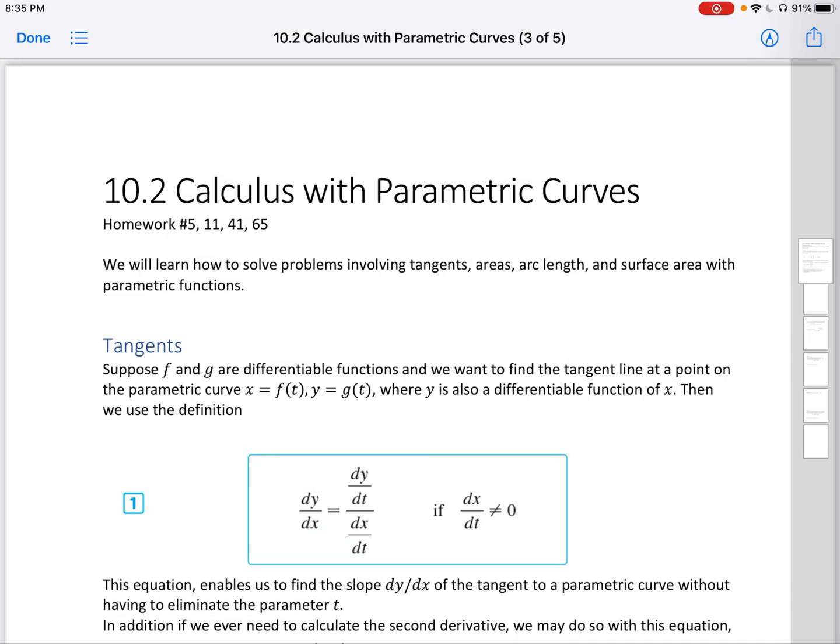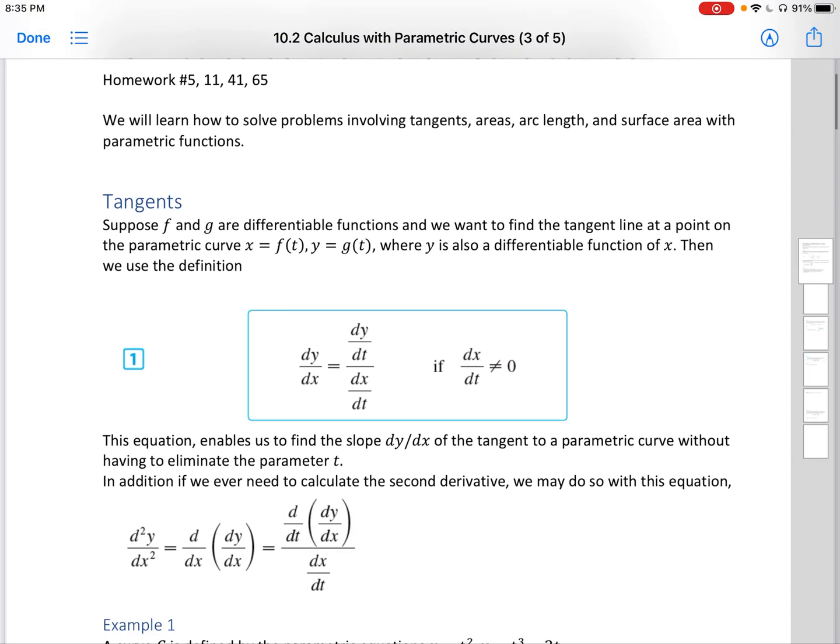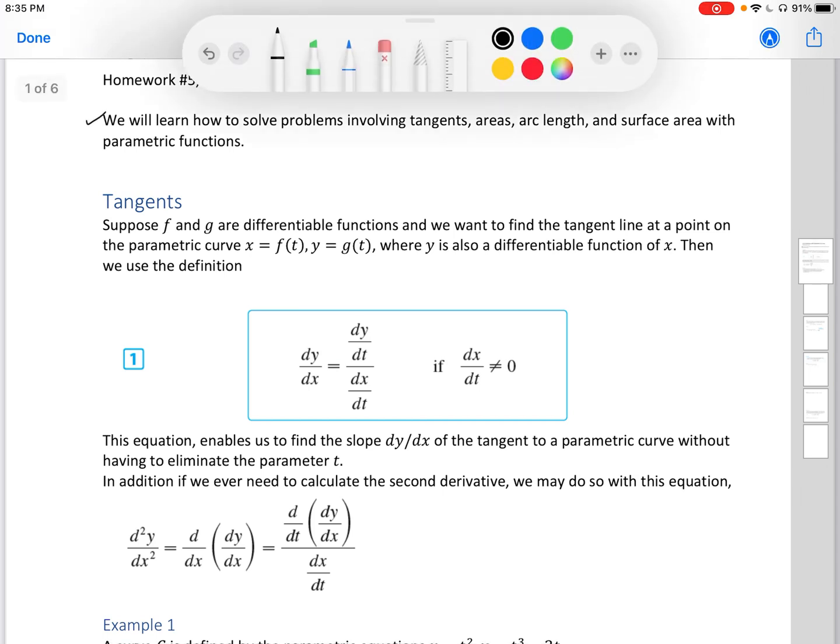10.2, Calculus with Parametric Curves. In this section, we're going to learn how to solve problems involving tangents, areas, arc length, and surface area with parametric functions. In a sense, we're going to do all of the calculus we learned so far using parametric curves.